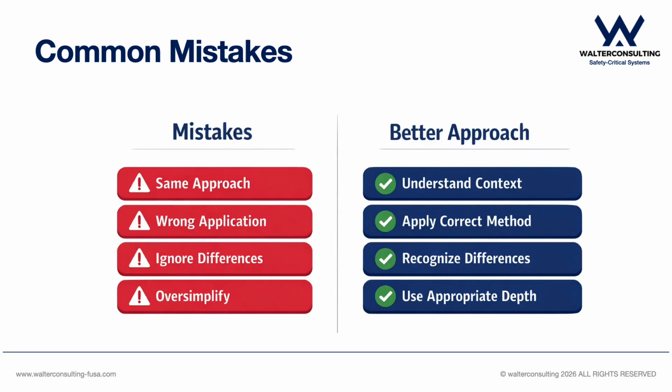There are several common mistakes when comparing ARP4761A and HARA. One of the most common is treating them as identical, but they are fundamentally different in their approach. Another mistake is applying one method in the wrong domain. Each approach is designed for a specific context. Some also ignore the differences in objectives. This can lead to incorrect conclusions. Another common issue is oversimplifying safety analysis. Safety requires the right level of detail. And finally, system context must always be considered.